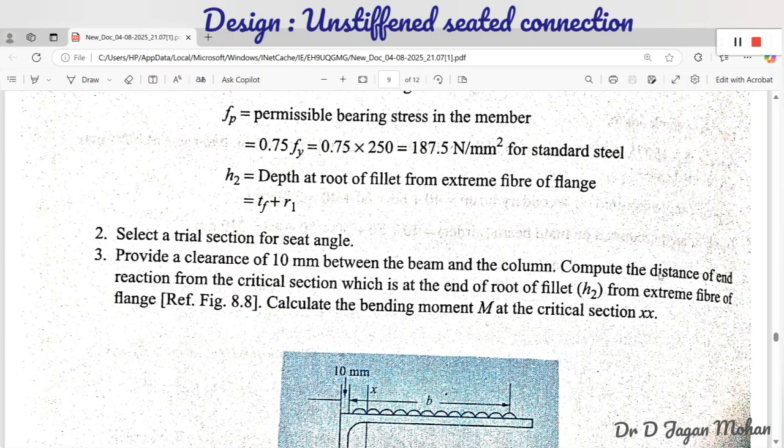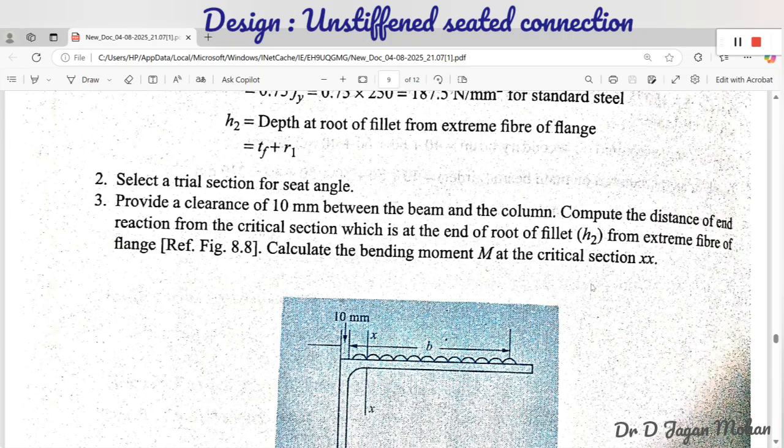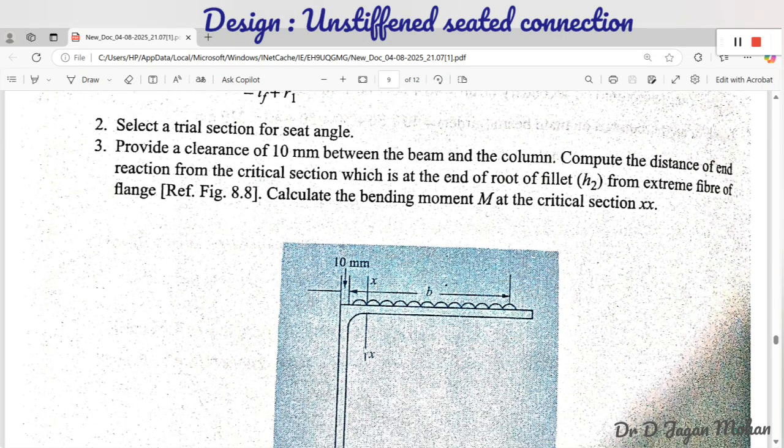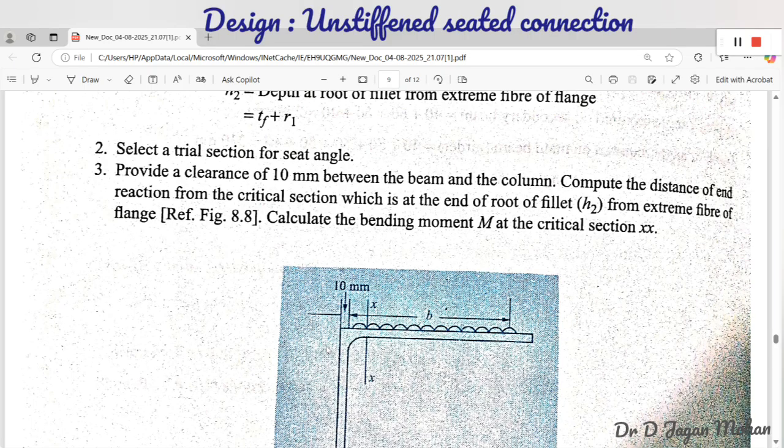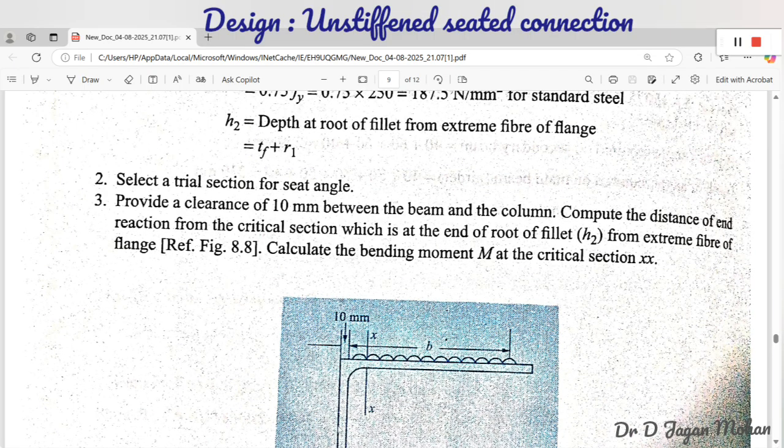Compute the distance of the end reaction from the critical section, that is the root fillet, H2 from the extreme fiber of the flange. So H2 will be, this is the root and this is the flange thickness of the leg that is connected to the flange of the column. So H2 is given by the thickness of the flange plus R1, the root radius. So here the critical section will be there, that is considered as XX. So this is the section we will consider for calculation of the bending moment.